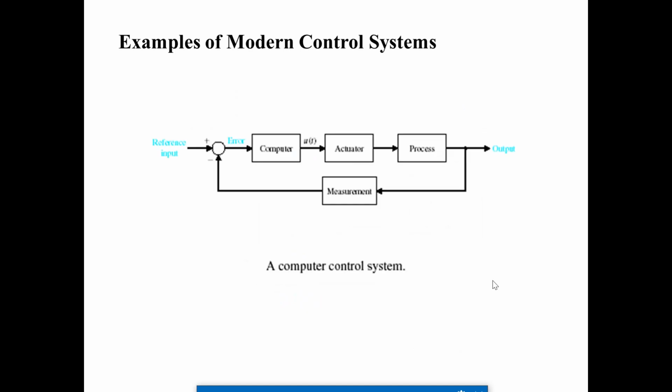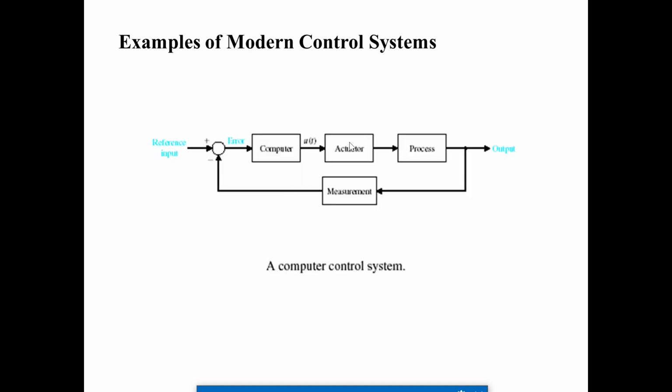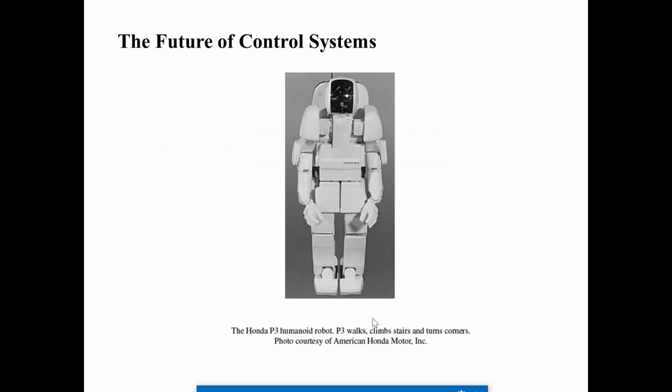Next one is a computer control system. Here also we have a computer, as we saw in the boiler generator. So instead of showing all these components, we make it compact as the computer, actuator, process, and measurement. The same thing we expect in a computer control system.